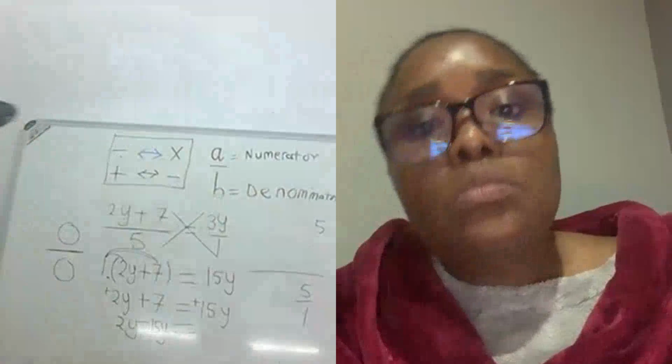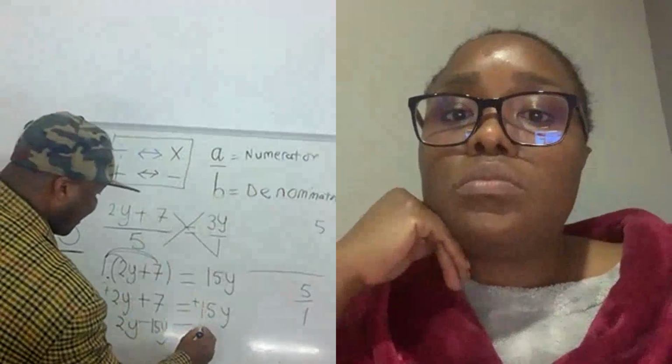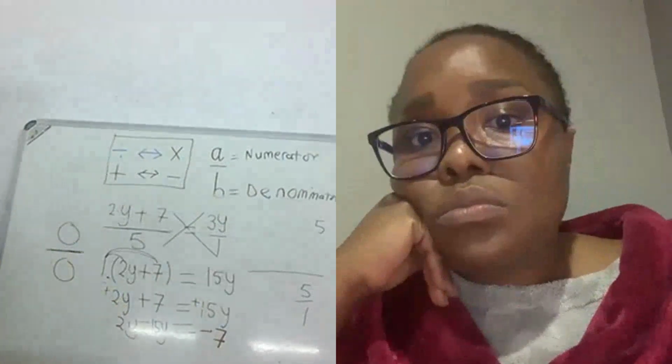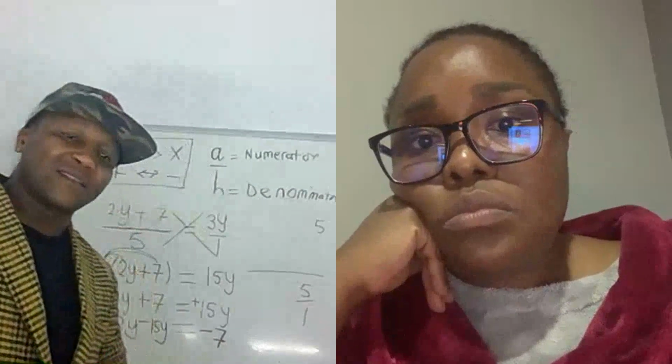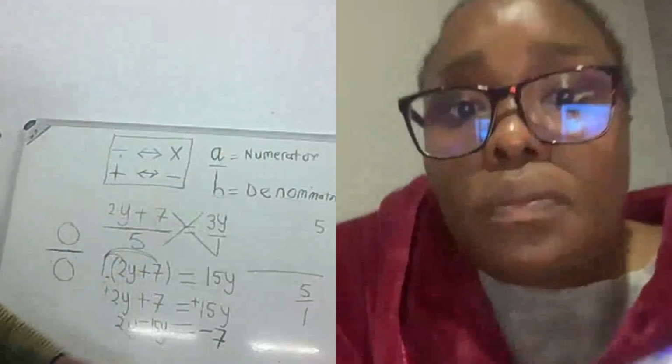If I move this one here, it's empty, zero. Now this one comes here. Now this is going to be pain. Pay attention to it, okay? So this is going to come negative 7. Now we can put this in the calculator and get the answer. We have 2y minus 15y.